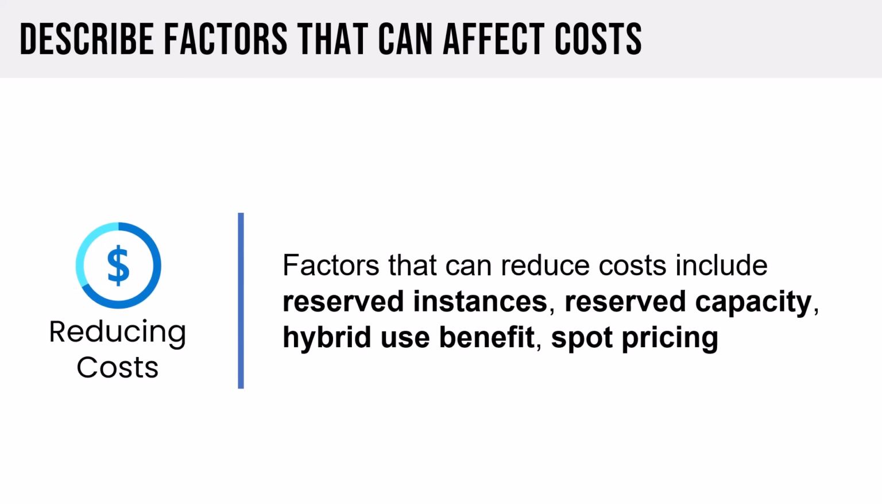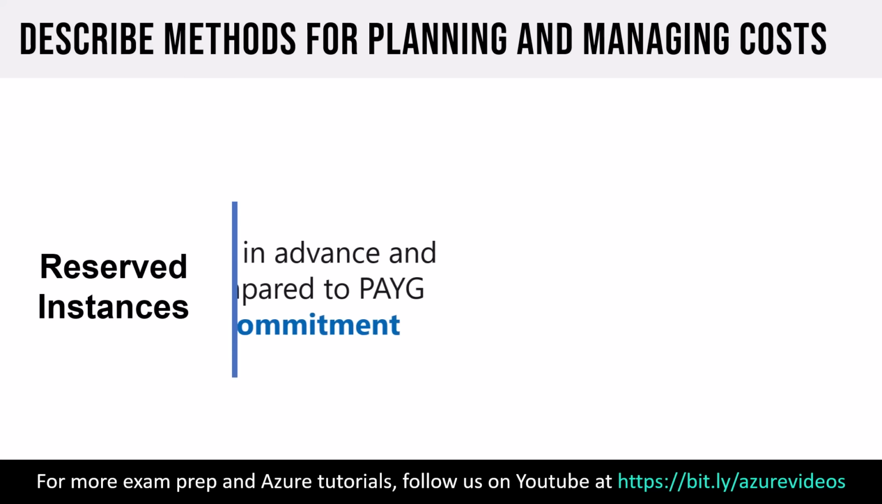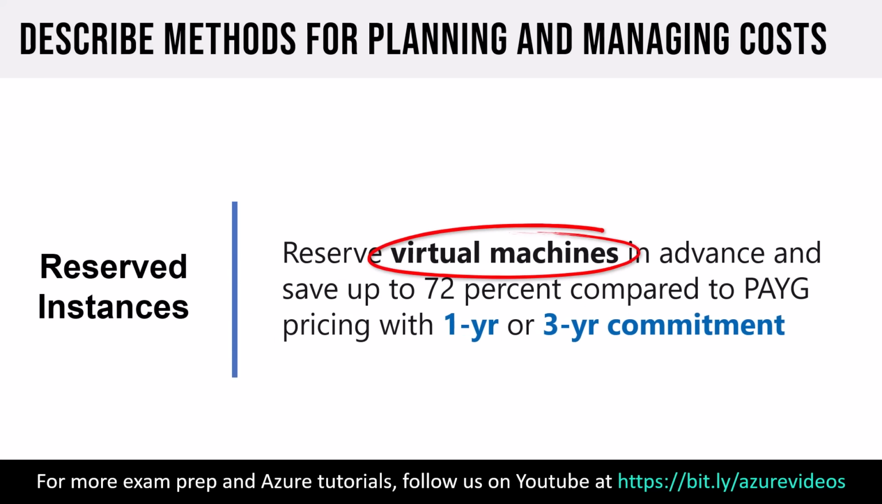In terms of reducing costs, we can look at reserved instances, reserved capacity, the hybrid use benefit, and spot pricing. Now I want to take you through each of these so you can understand the differences and the service types to which they apply. So we'll start with reserved instances, which reserve virtual machines in advance and save up to 72% compared to pay-as-you-go pricing with a 1-year or a 3-year commitment. So essentially you'll get some savings with a 1-year commitment, you'll get greater savings with a 3-year commitment.